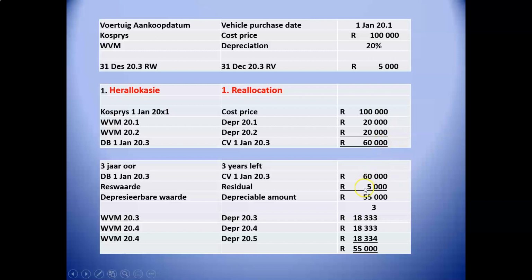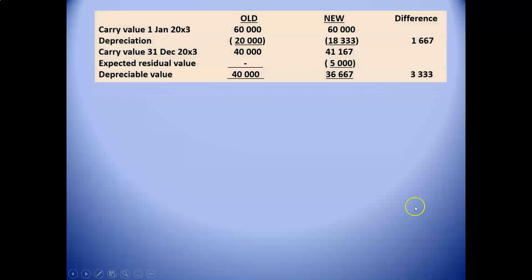What is the depreciable value as at 1 January 23? Not 60,000. It's 60,000 less the estimated residual value of 5,000, which gives us 55,000. 3 years left. So how much depreciation do we want to pass? In 23, 18,333, 24, 18,333, 25, 18,335, and if I add it all together, it will add up to 55,000. And then I can get 5,000 Rand for the asset when I scrap it, and then it will be square in my books. Now listen to me very carefully, kiddies.